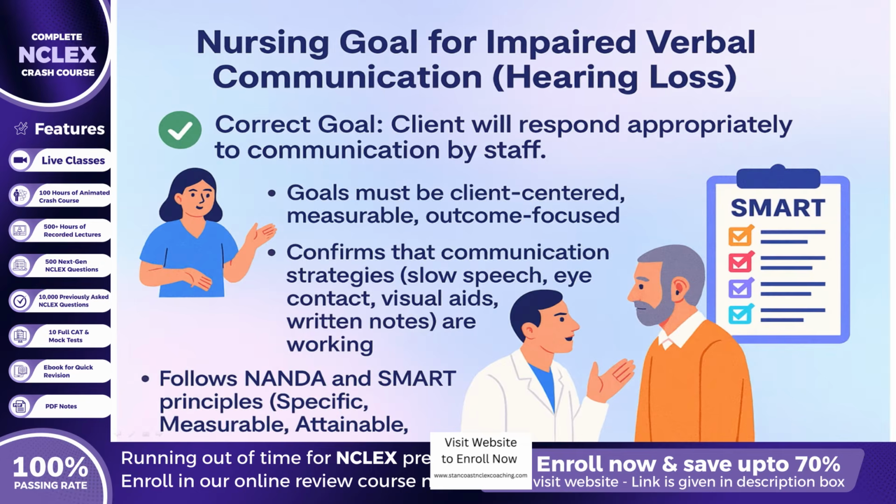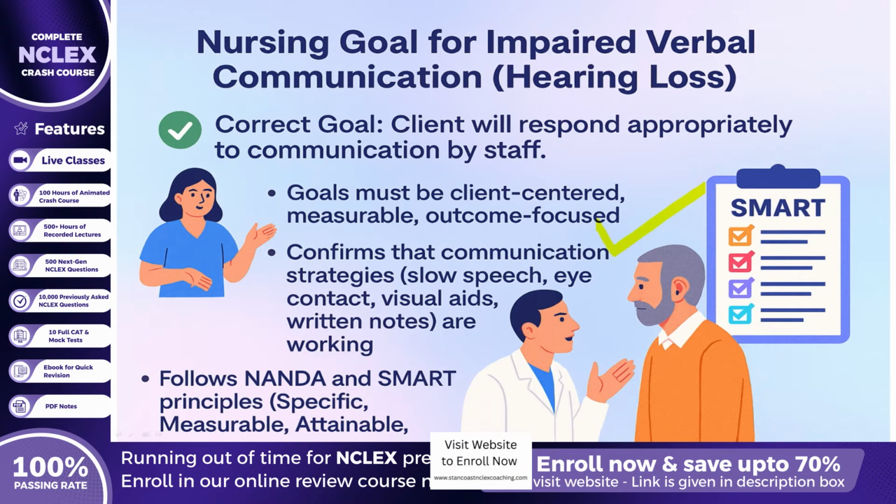This is the most accurate because nursing goals must always be client-centered, measurable, and outcome-oriented. In clients with hearing loss, the main problem is receiving and processing spoken messages. By ensuring the client responds appropriately, the nurse can verify that communication strategies such as speaking slowly, maintaining eye contact, using visual aids, and confirming understanding are effective. This aligns directly with the NANDA framework and the SMART format, ensuring goals are specific, measurable, attainable, realistic, and time-bound.